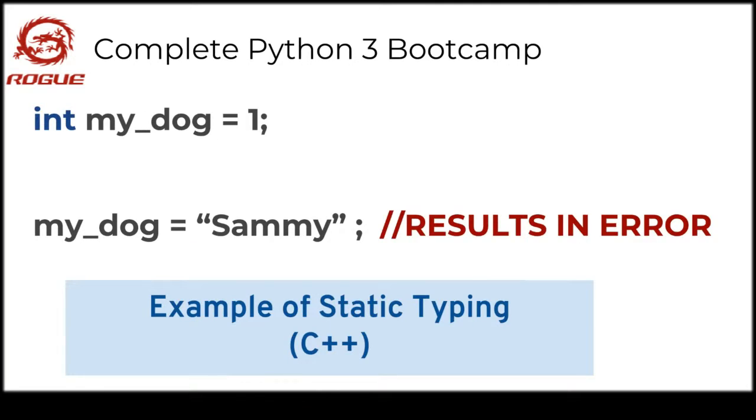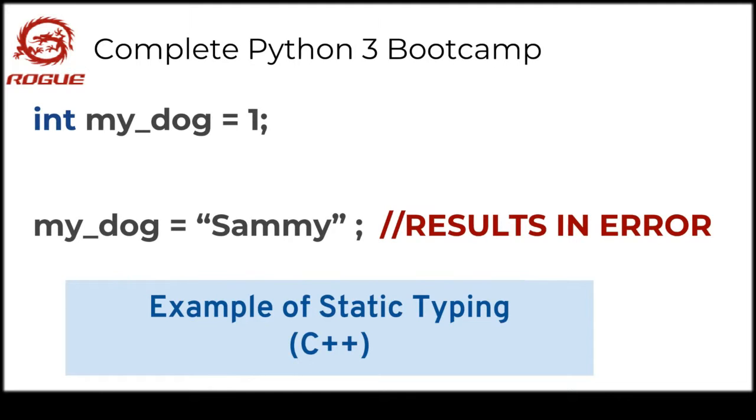Meaning, in another language, such as C++, you'd have to say int for integer, and then say my_dog is equal to whatever integer value you want, such as 1. And then later on in your code, you would not be able to assign it a different data type. You would not be able to say my_dog is equal to Sammy because that's no longer an integer, and that would result in an error.